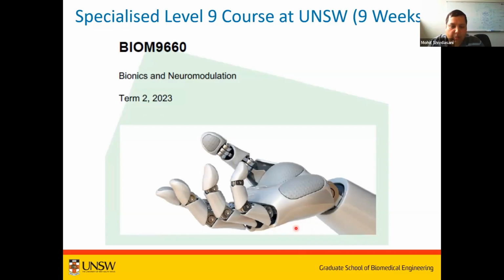The way the biomed degree works at UNSW is that it's a 5-year undergrad, postgrad combined degree. So students either take it as a 5-year dual degree, or they can also do a standalone postgraduate degree. Both of these cohorts of students can take this course as an elective. It runs across 9 weeks.